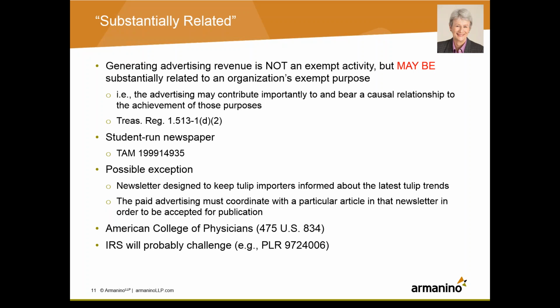Right below that, where you see the words possible exception, I'm going to go over the example, and then we'll talk about why it's a possible exception and not a for-sure exception. So in this example, we're going to talk about some tulip importers. So we have the Tulip Importers Association, TIA, and it happens to be a 501(c)(6) organization, but this would be applicable to 501(c)(3) or (4) as well.